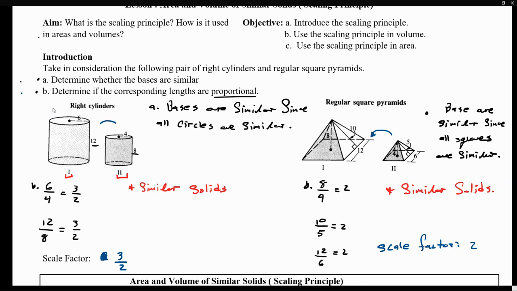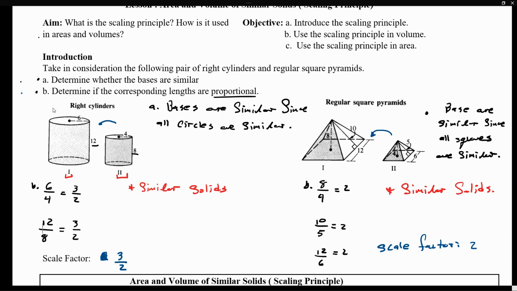I guess the direction is from left to right. If we take 8 and we multiply by 3 over 2, we should get 12, because that is the proportion that they share. If we get 4 and we multiply by 3 over 2, we should get 6, because that's the proportion that we obtained when we were comparing the lengths of those figures. So this is an introduction about what is a similar solid.